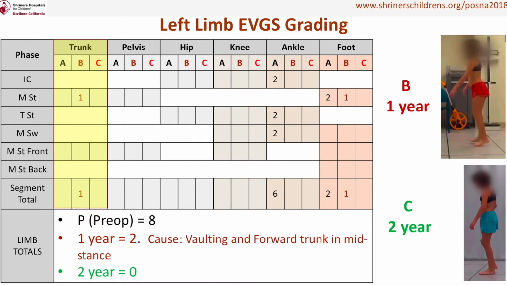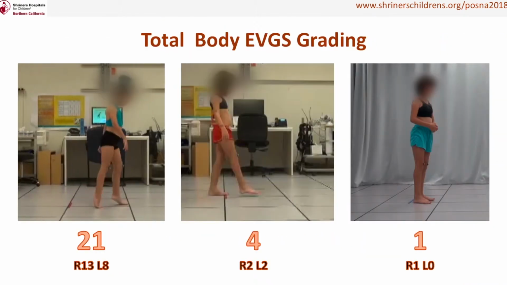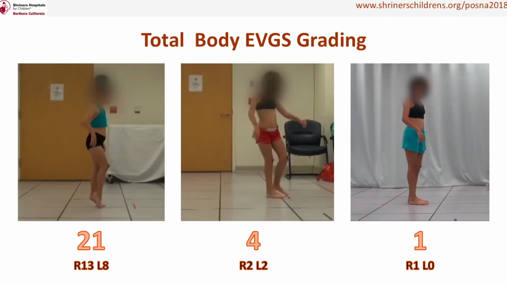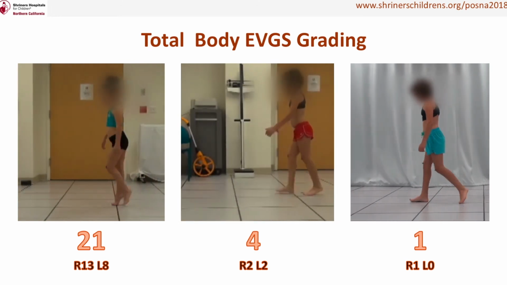On the left side, we see that a new deviation has occurred, forward trunk lean, at 1 year, but this has resolved by 2 years. The compensations around the ankle have resolved after the surgery. But a new deviation of premature heel rise in mid-stance, also known as vaulting, has occurred at the 1 year mark. By 2 years, however, this compensation has resolved. The EVGS total body scoring grading also allows you to see that the deviations in gait have improved between time points.